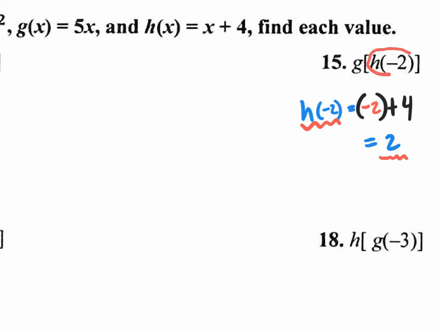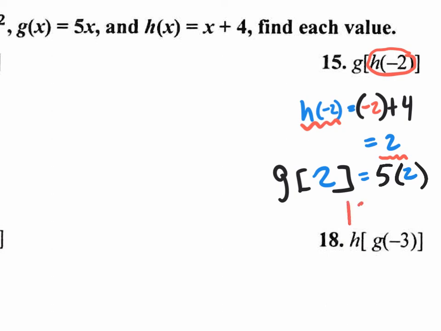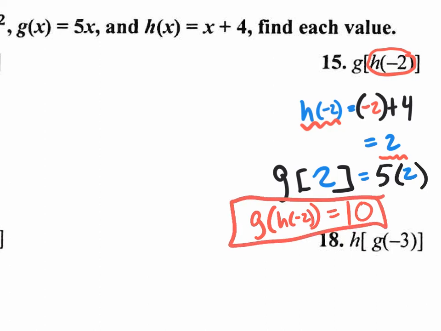So instead of this, what do I really have right there? A 2. So what we really have is g of 2. And now let's actually find g of 2. So g of 2 is, go to your g function, plug in 2. Here's our g function, which is 5x. So I really have a 5 times plug in 2. So what's your final answer going to be? 10. So the answer is 10. The answer to what? To g of h of negative 2. So there's your answer. G of h of negative 2 is really positive 10.